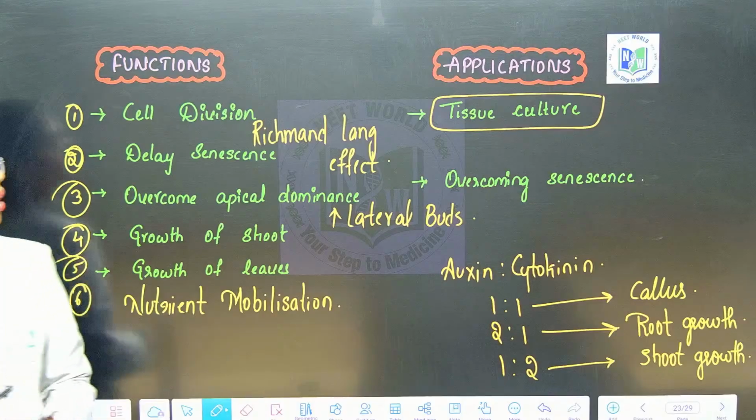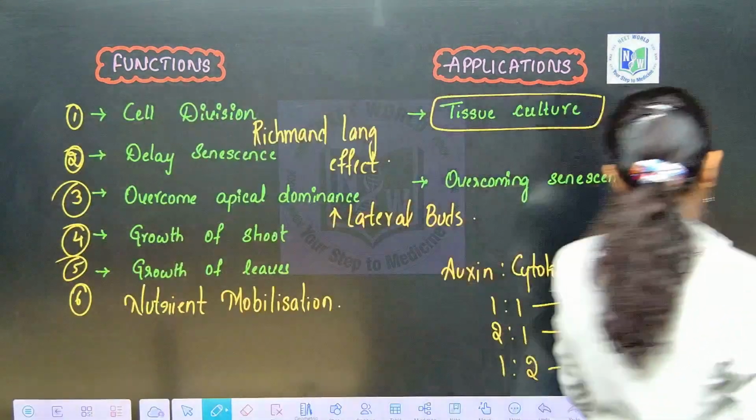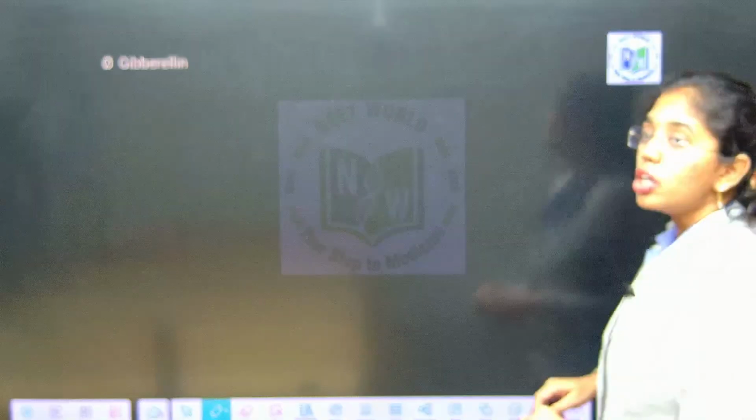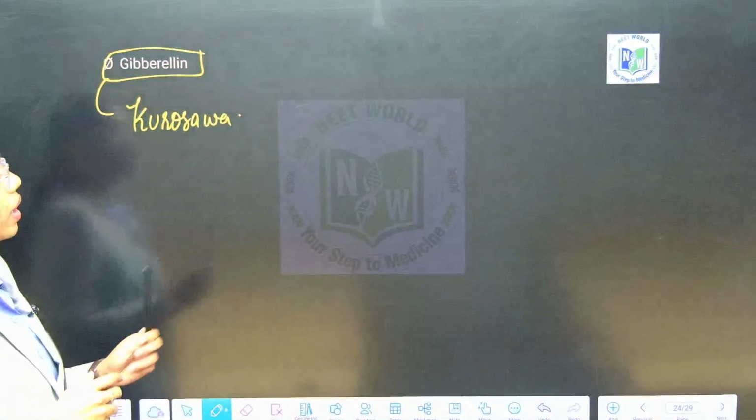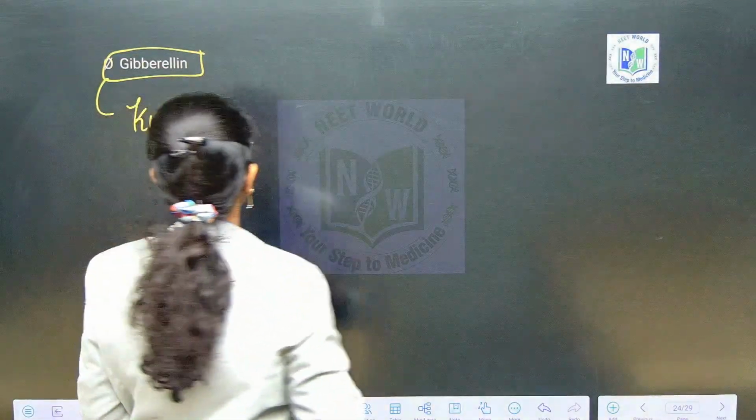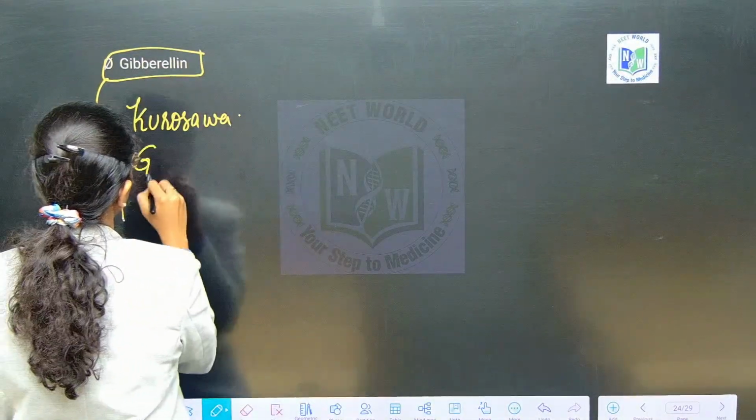Now, we will move on to the next phytohormone, that is gibberellic acid. Gibberellins were identified from a fungal disease in Japan, and this was identified by the scientist Kurosawa, okay, which was a fungal disease caused by Gibberella fujikuroi.